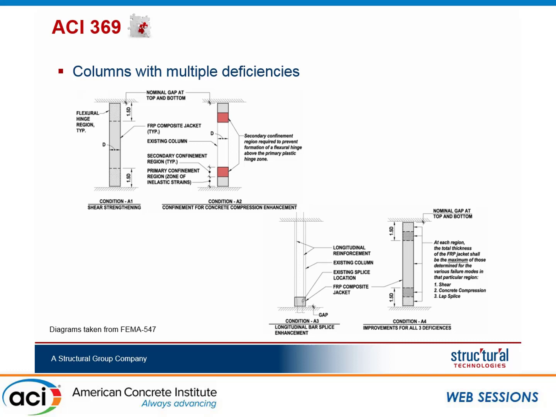Column with multiple deficiencies, these diagrams are from FEMA 547. The good thing about FRP is that when you use it for shear, confinement, and lap splice, these things don't add up. I won't have time to explain how for those of you who haven't used FRP, but you consider the columns in different segments. You have the hinge, you have the secondary hinge, and you have the detailing problem. At every segment of the column, you figure out the worst problem and design the FRP for it, and that will solve all of the other problems. So that was one of the tricks that we used.